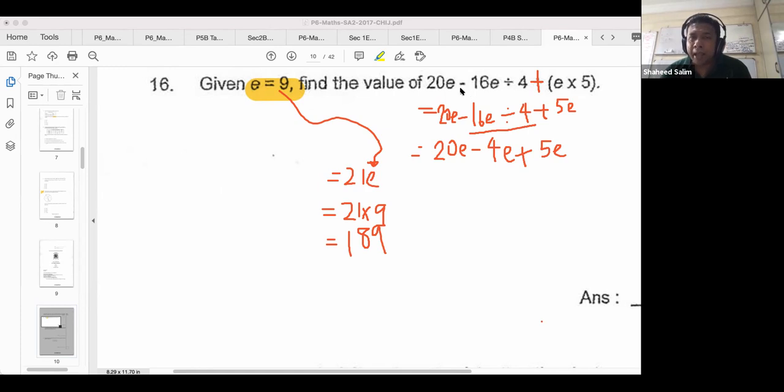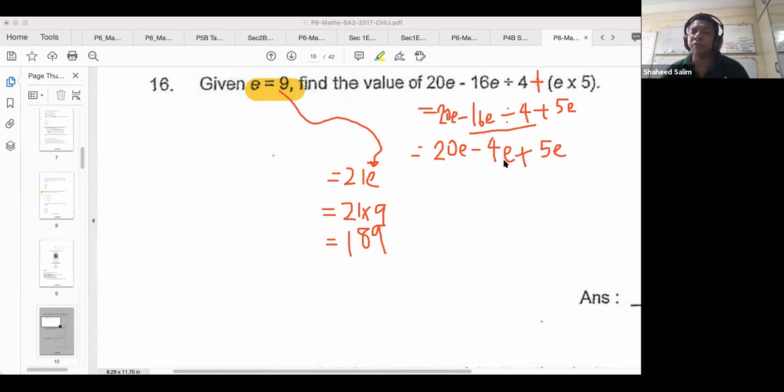So here we go. Remember, you have plus, minus, divide, plus, and bracket. Do the bracket first. 5 times E, E times 5, 5E. Then I copy down the same thing: 20E, minus 16E, divide 4, plus 5E. Now I look at the signs: minus, divide, plus. Must do divide first.